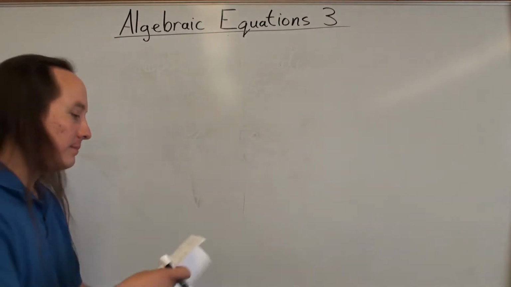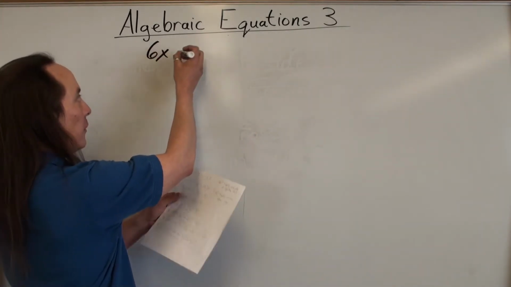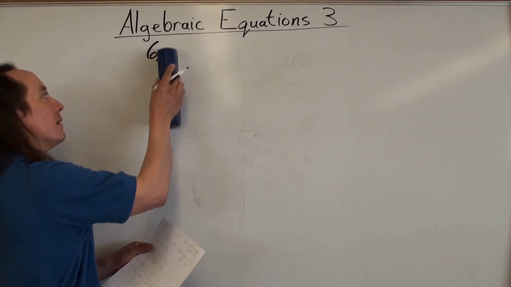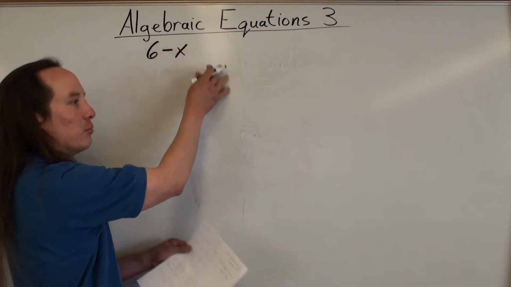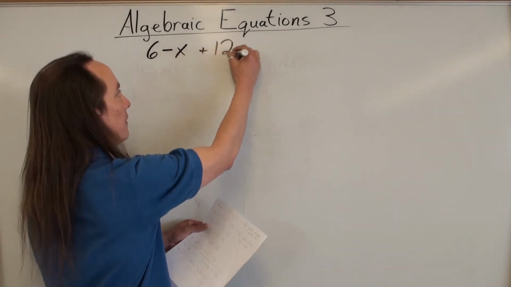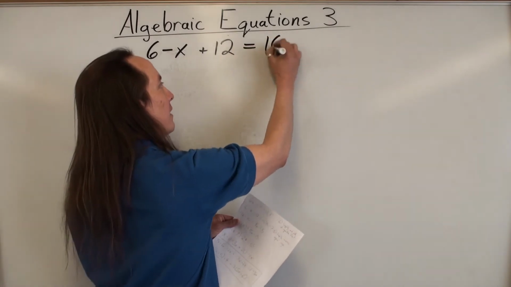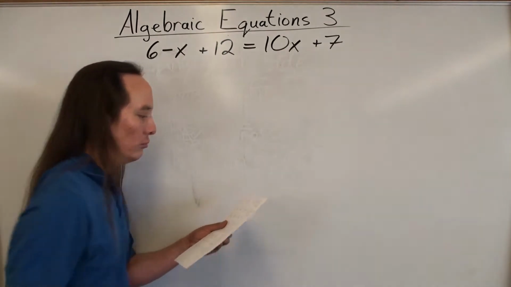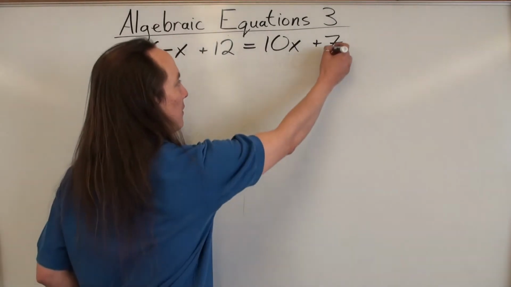Right. This one says 6x. I'm going to write a little bit smaller. I'm pretty sure. Oops, sorry, it's not 6x. Like I was saying, I'm going to write a little bit smaller so that I have some more space here and I don't run out of space. Hopefully you all can see these things. So it says 6 minus x plus 12 is equal to 10x plus 7. Boom. All right. There we go. So I hope you all can see that.